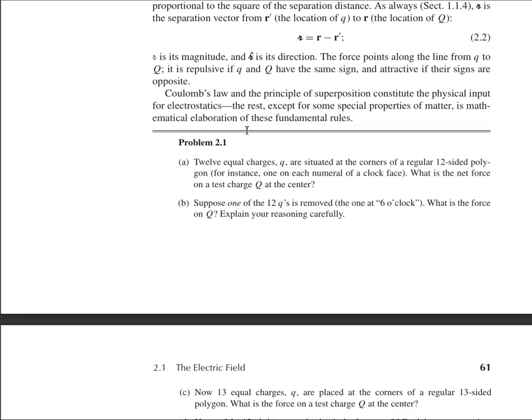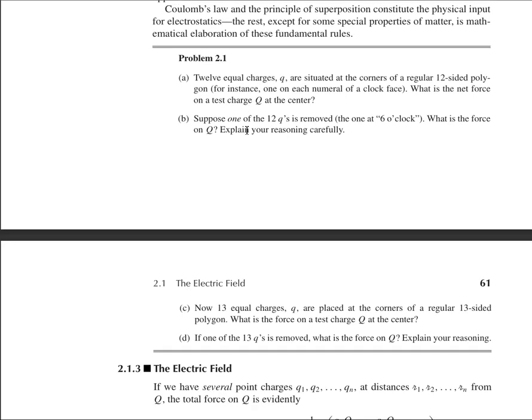Okay, so basically, let's do it once more. Electrostatics boils down to two things: Coulomb's law and the principle of superposition. And if I elaborate all the mathematical aspects of Coulomb's law and the principle of superposition using manipulations, I'll get all of the things that are in electrostatics, except for some special properties of matter that we'll study. Okay, let's do some problems.